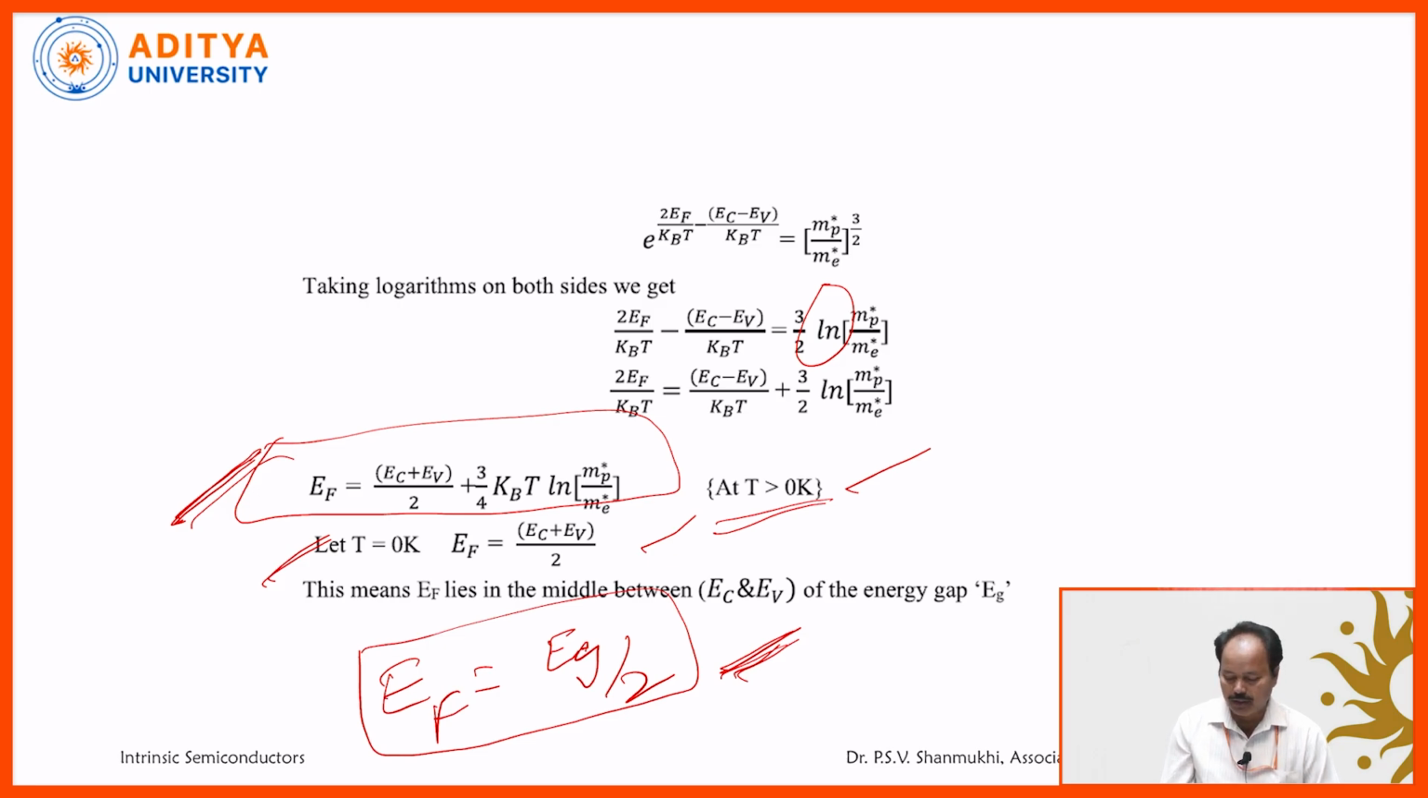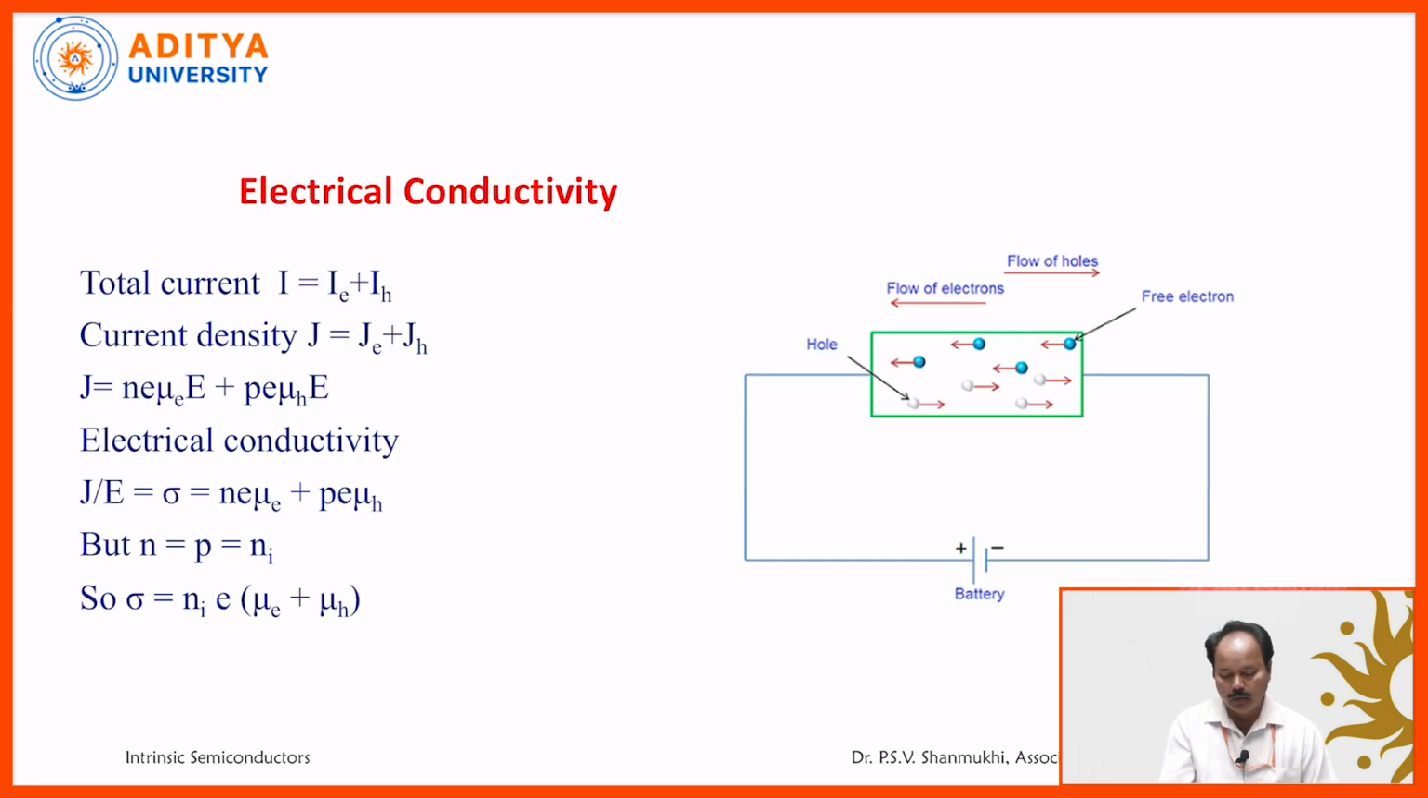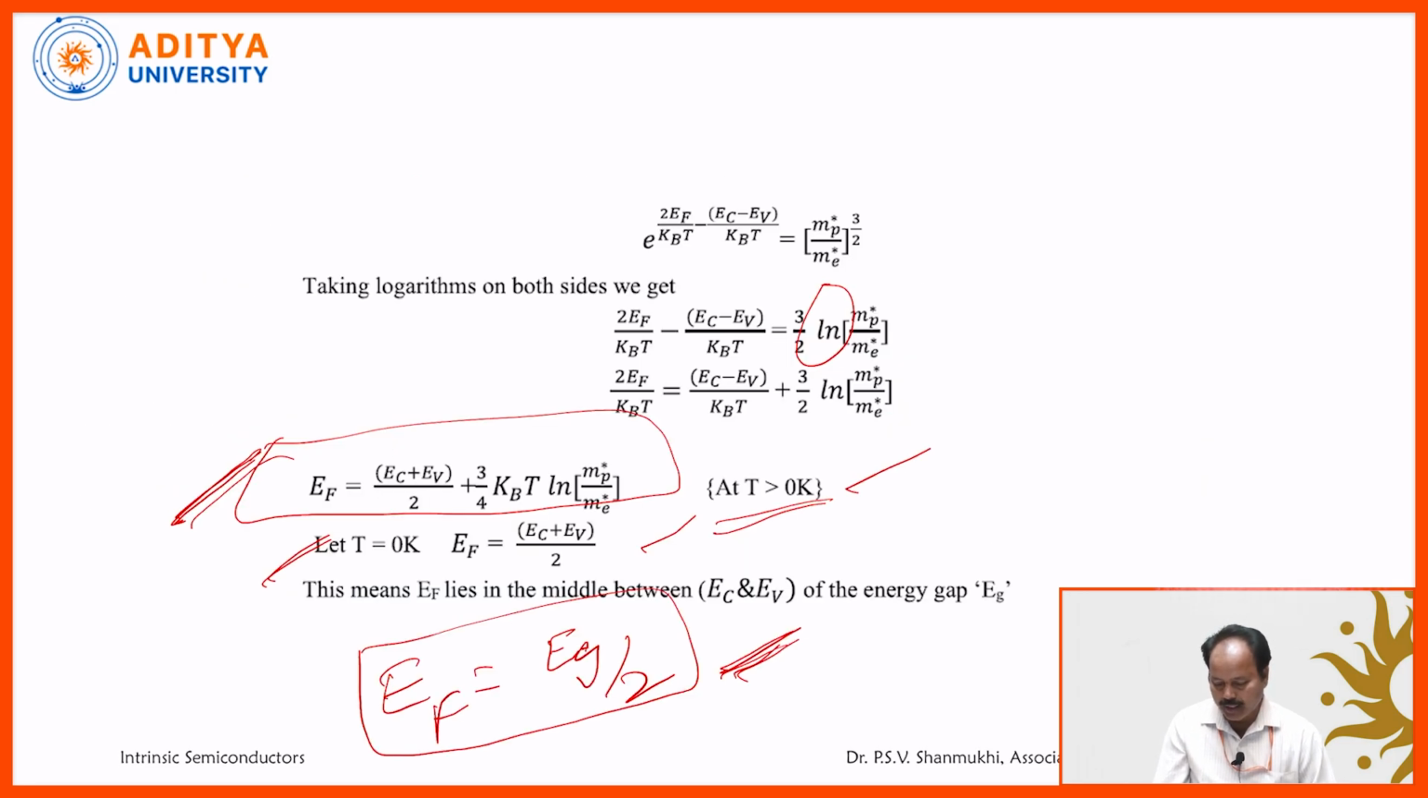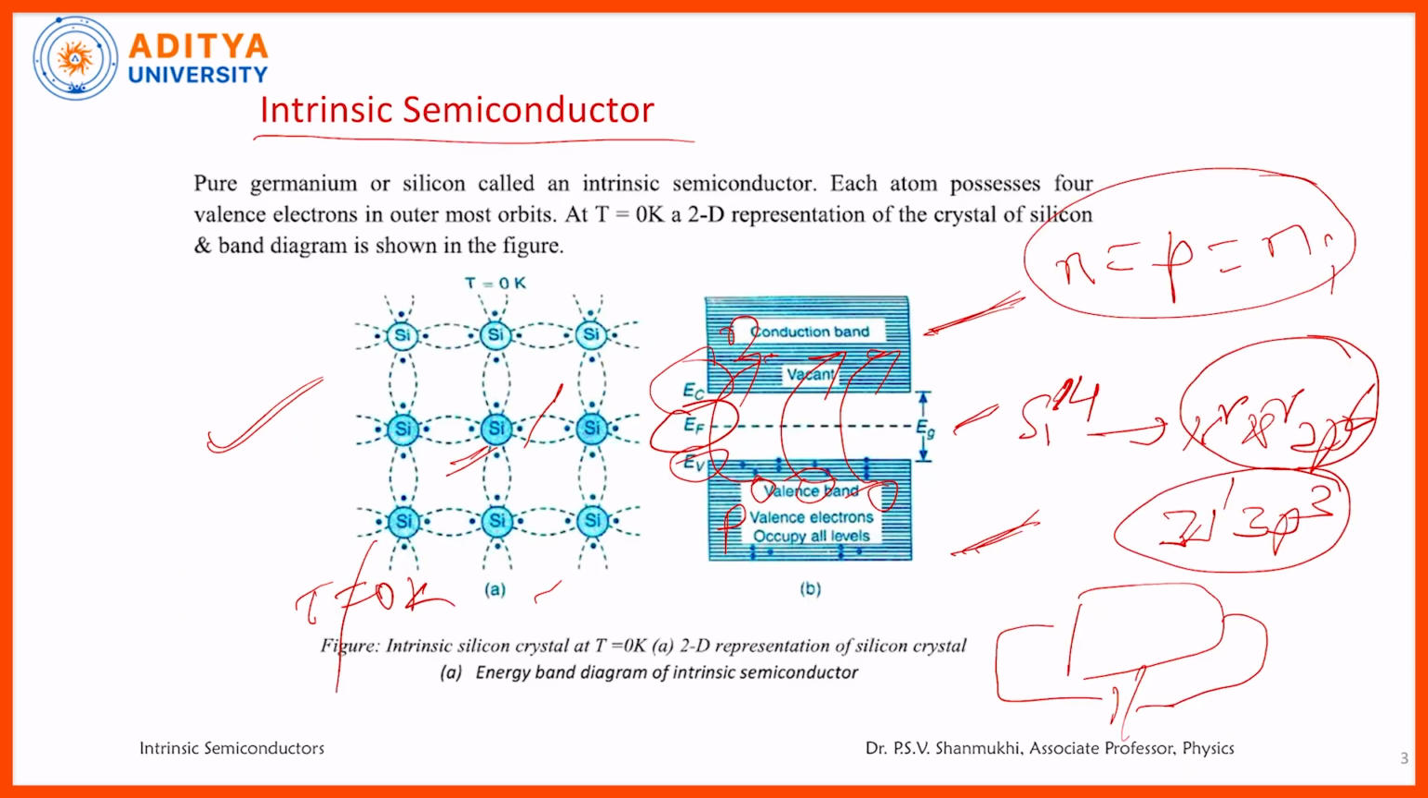This is the expression for Fermi energy level. Now coming to the electrical conductivity of an intrinsic semiconductor. Actually what we are taking is, at any temperature T greater than 0 degree Kelvin, some electrons are promoted to the conduction band, some holes are created in the valence band. Hole is nothing but deficiency of electron.